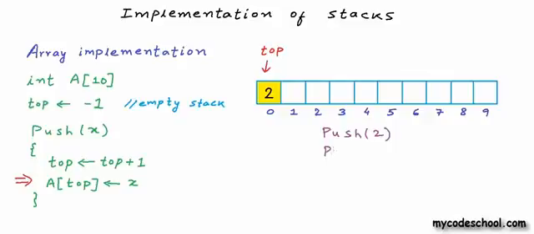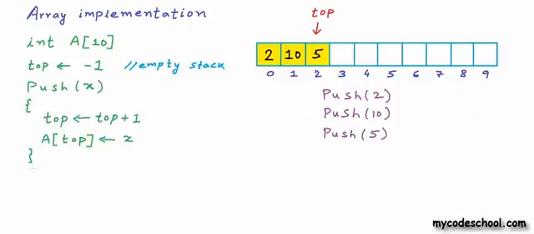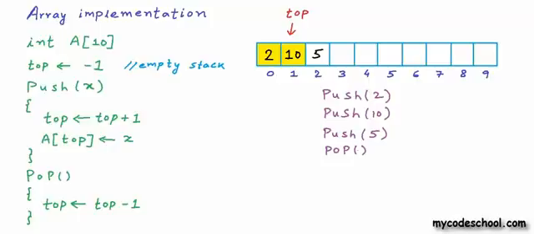Let's push one more number. Let's say I want to push number 10 this time. Once again, top will be incremented, 10 will now go at index 1. With each push, the stack will expand towards higher indices in the array. To pop an element from the stack, I'm writing a function here for pop operation. All I need to do is decrement top by 1. With a call to pop, top will simply be decremented.